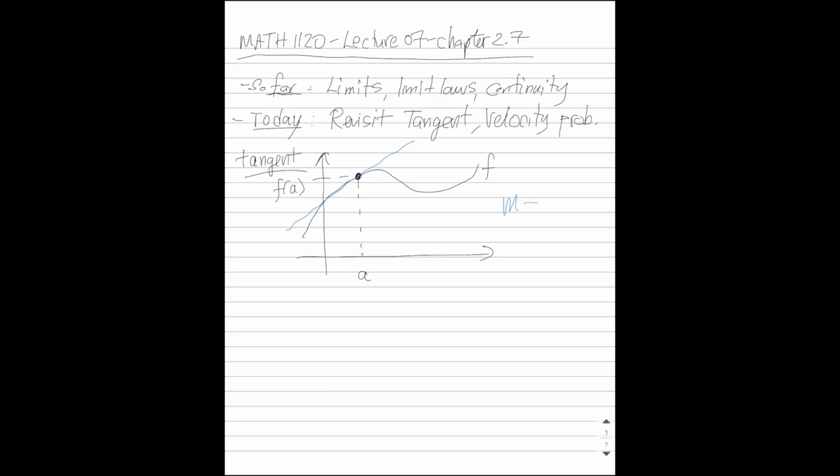How am I going to figure out the slope of the tangent line? I have only one point. Remember that if you want to figure out the slope of any line, you need 2 points on the line. That's why this question is a bit of a problem.